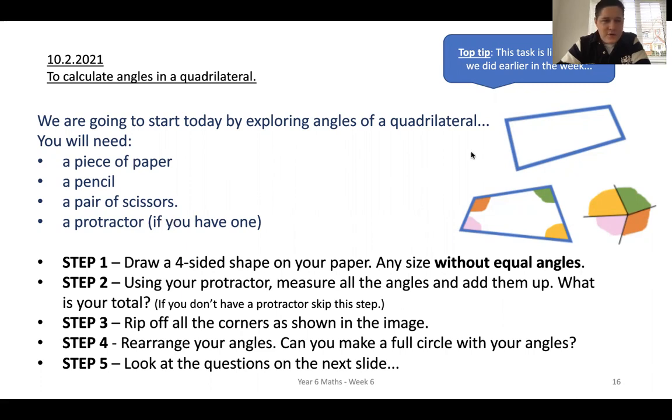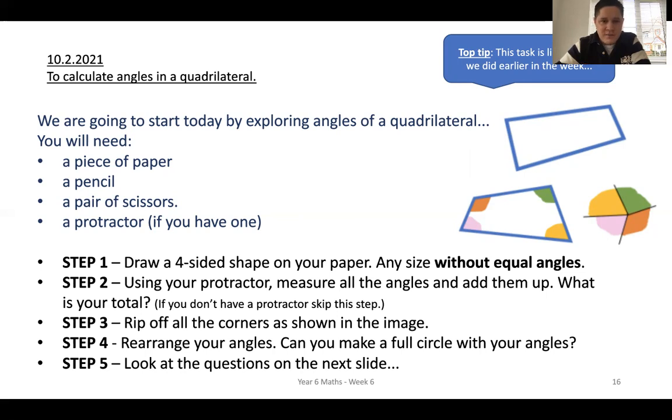Okay. Now, you're going to start with the same type of activity, and you're going to draw any 4-sided quadrilateral, 4-sided shape on your paper, okay? And I'd like you to see if you can make it not a rectangle, not a square, so without any equal angles, just like this one that you can see in the video here, okay? Now, I'll let you pause the video there, and then we'll carry on.